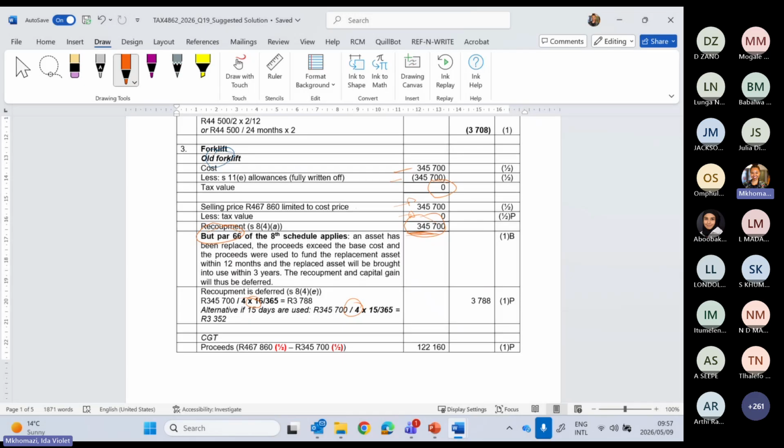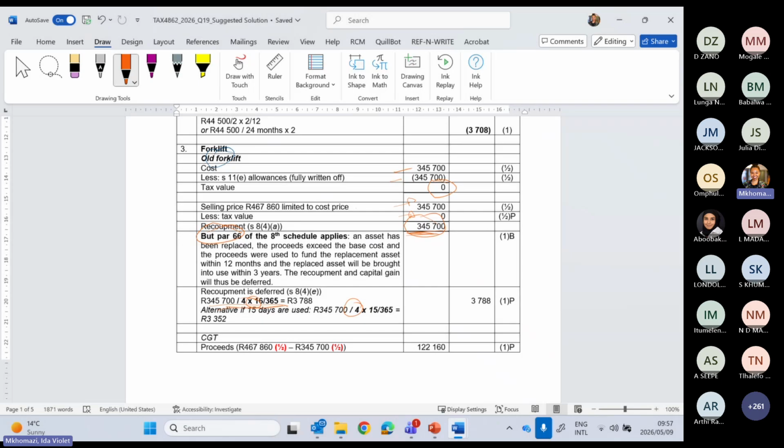But this new truck was not purchased on the 1st of March. It was purchased on the 16th of March. So it's 16 days in the current year of assessment. So this means that you will defer your recoupment over 4 years at 16 days over 365.